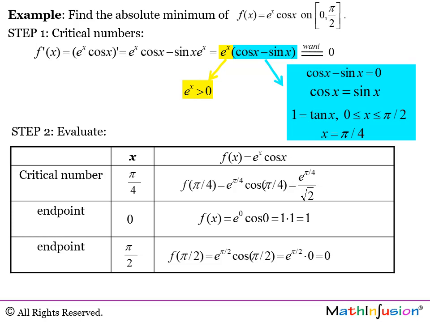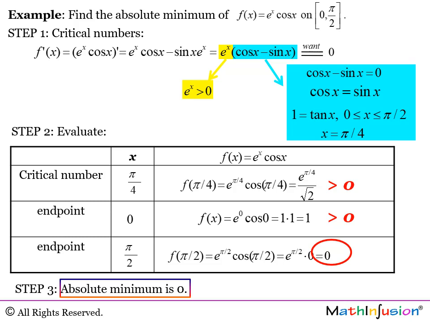Let's read the question again. We have to find absolute minimum, so we need the absolute minimum only. I observe first of all that the first two numbers are positive, and the third one at pi over 2 is 0, which is definitely the smallest number of all those numbers here. As a result, I can see immediately that the absolute minimum is 0.